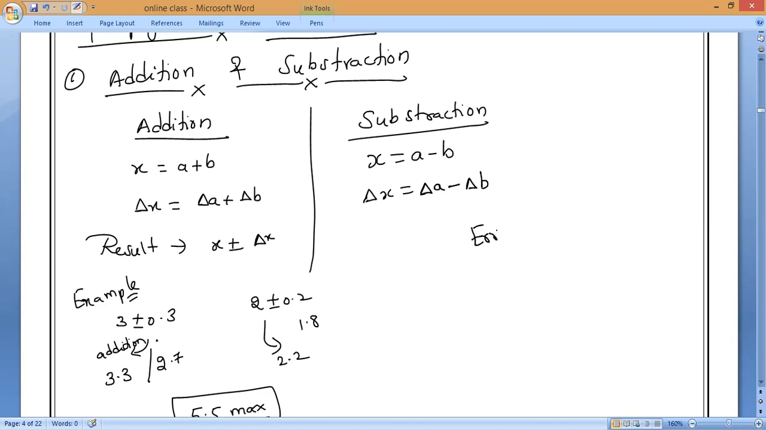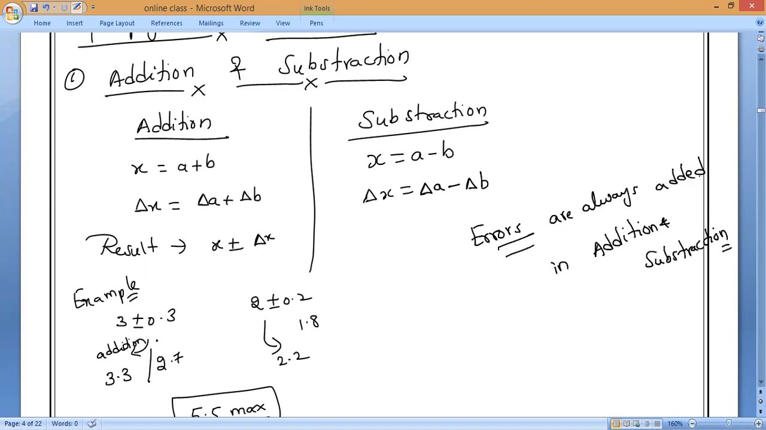All of you remember, errors are always added in addition and subtraction. Now tell me, after this statement, will plus or minus come up here? Plus. That is what you have to remember: whether it is addition or subtraction, the error should always be added. Any doubt, anybody can ask. Clear, guys?